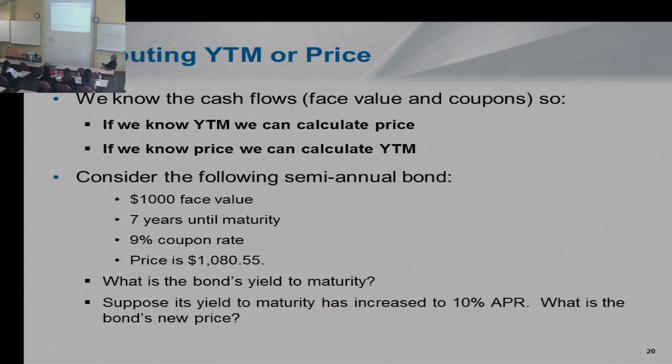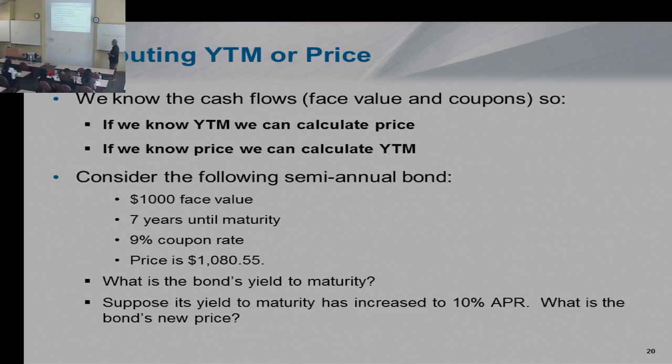But if we wanted to value it from first principles, we could say at a certain yield, these cash flows are worth something. So consider the following semi-annual bond. We've got a $1,000 face value, 7 years until maturity, 9% coupon rate. It's a semi-annual bond, 9% coupon rate.